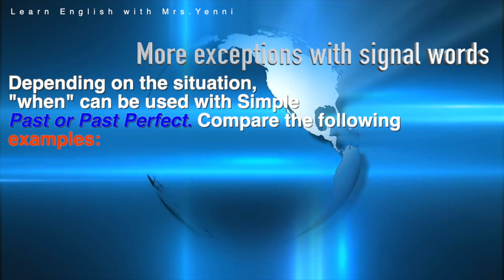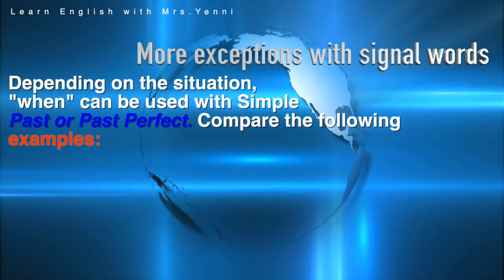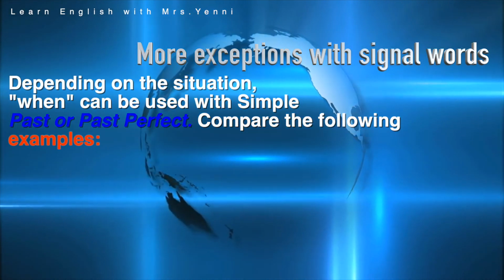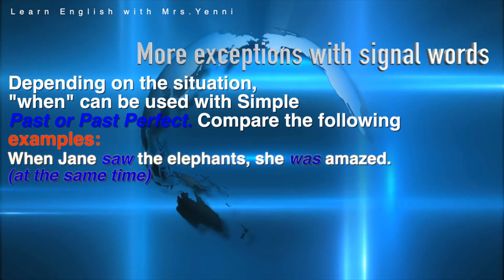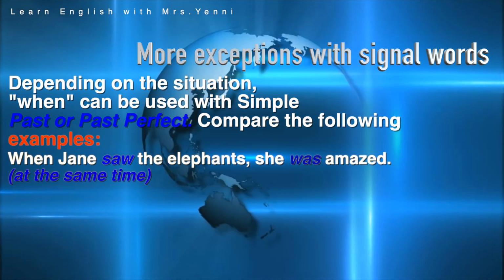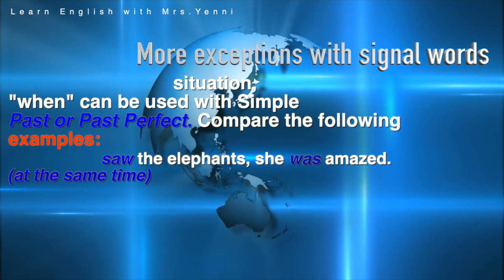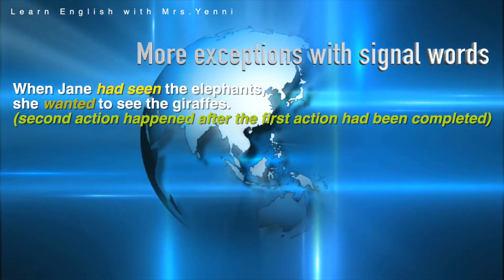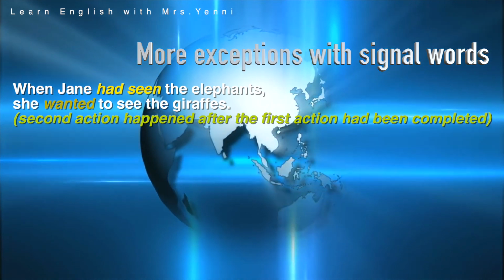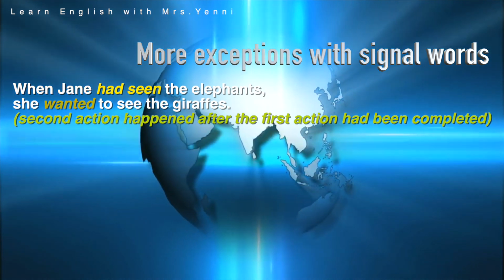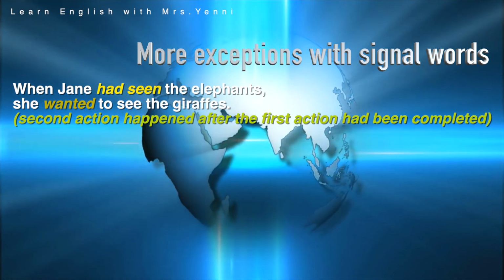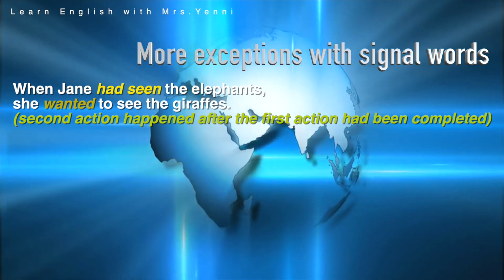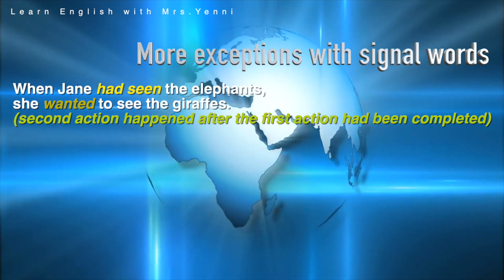Depending on the situation, when can be used with simple past or past perfect. When Jane saw the elephant, she was amazed. It happened at the same time. When Jane had seen the elephant, she wanted to see the giraffe. The second action happened after the first action had been completed. So Jane had seen the elephant, it's already finished, and then she wanted another.